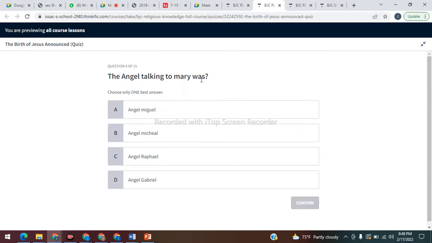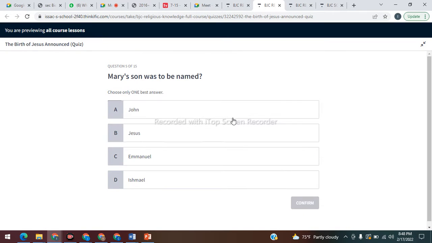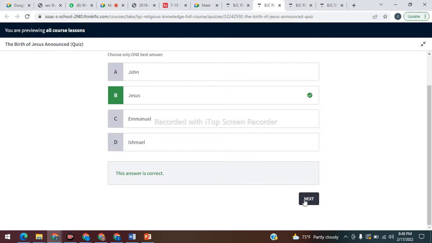The angel talking to Mary was Angel Michael, Raphael, or Gabriel. D. That's the main angel who has come to people, because he's a messenger angel. Mary's son was to be named what? Emmanuel. Jesus. Jesus, yes.